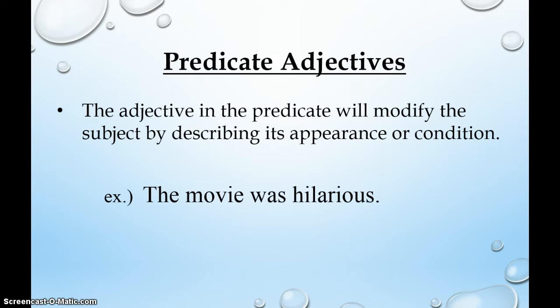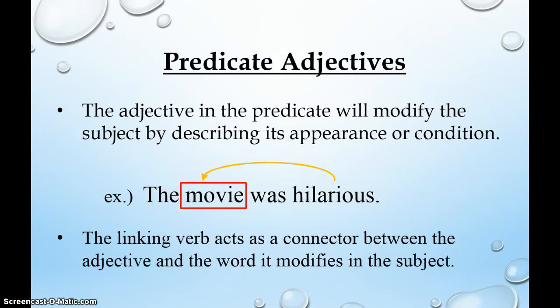The movie was hilarious. Now, in this sentence, movie is our subject. In the predicate, we see the adjective hilarious, and hilarious is reaching back and describing movie all the way in the subject. Here you see that the linking verb will act as a connector between the adjective hilarious and the word it modifies in the subject, which in this sentence is movie.